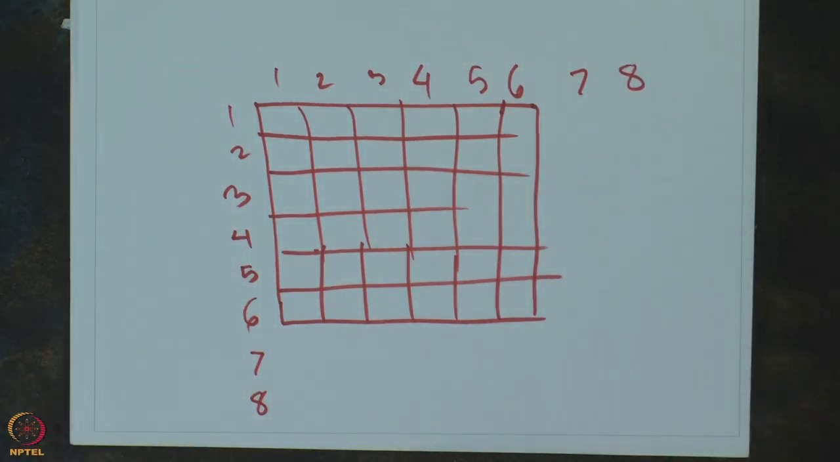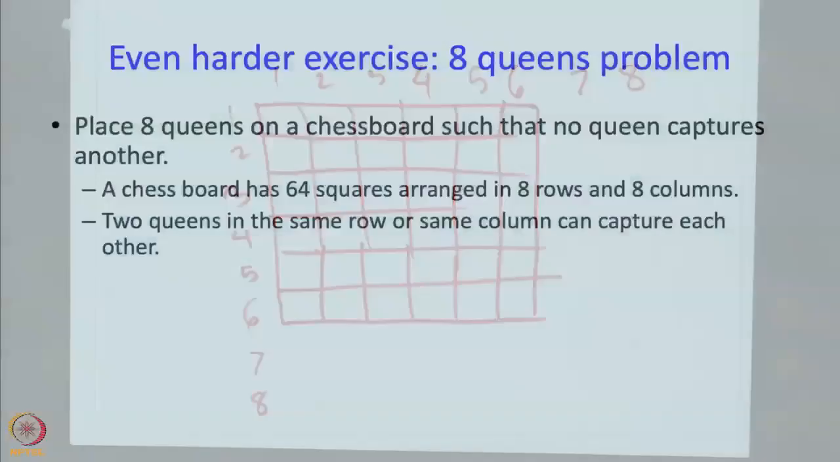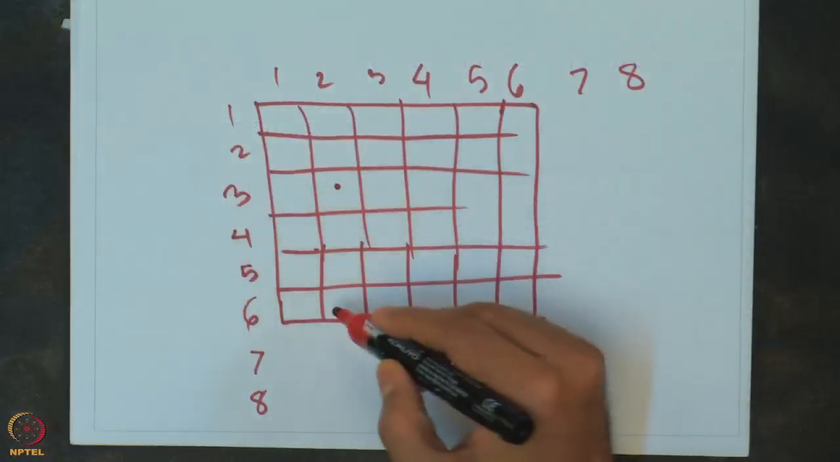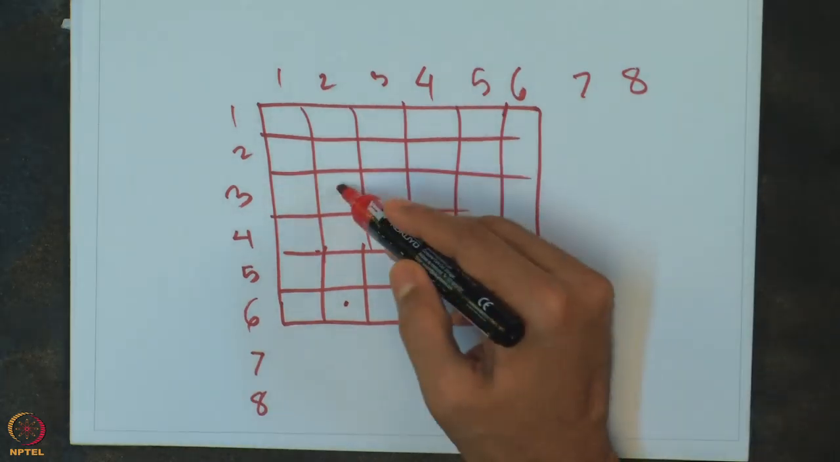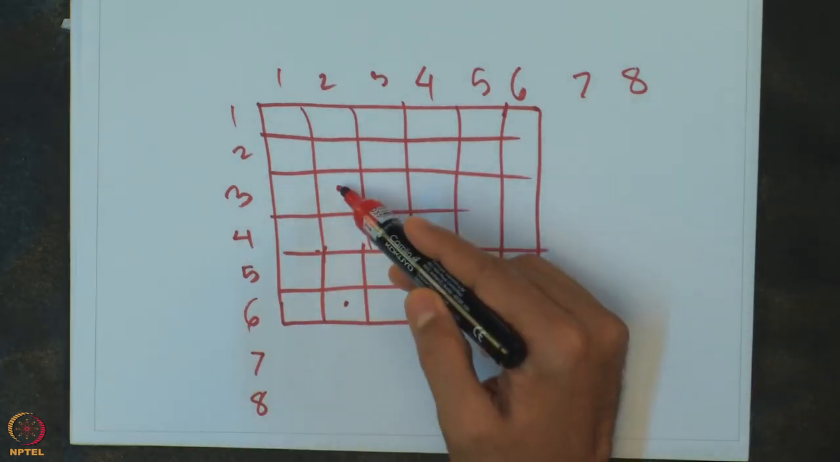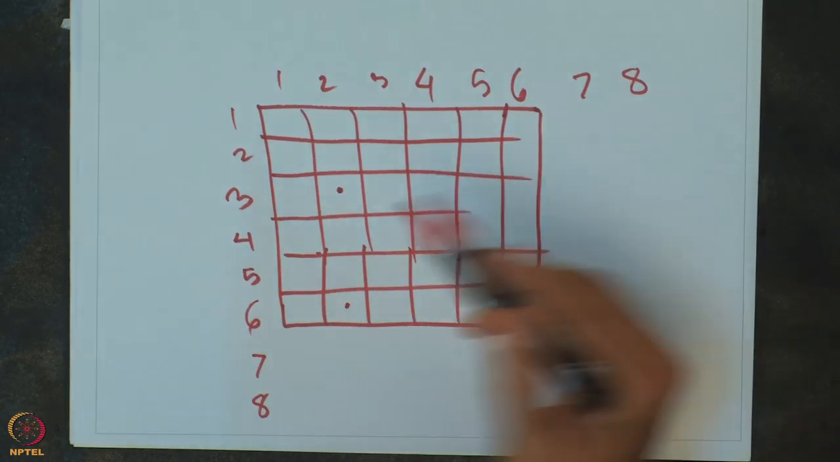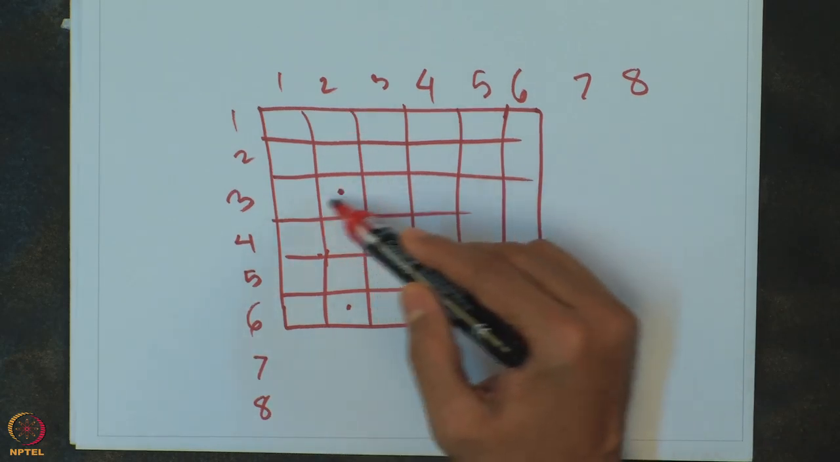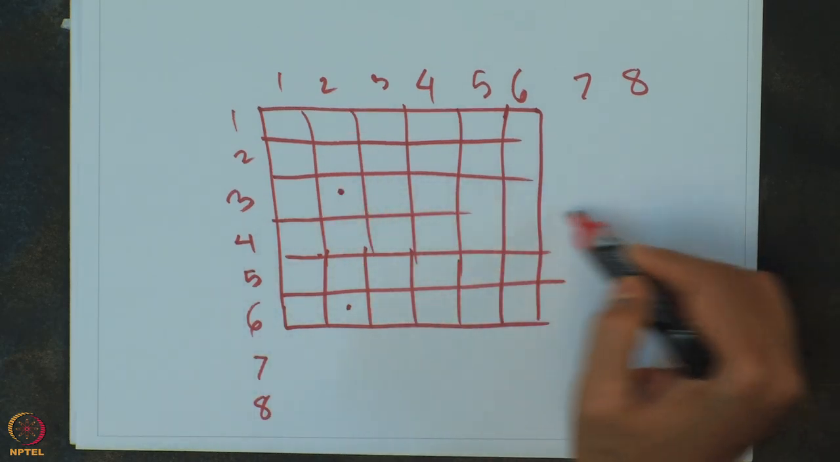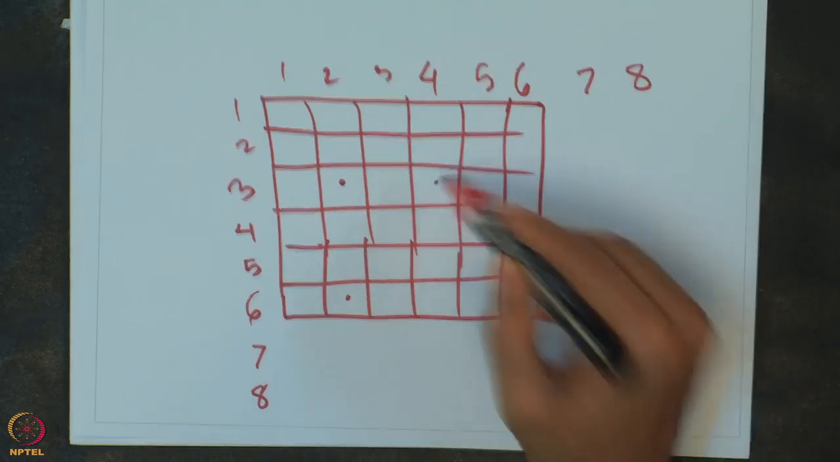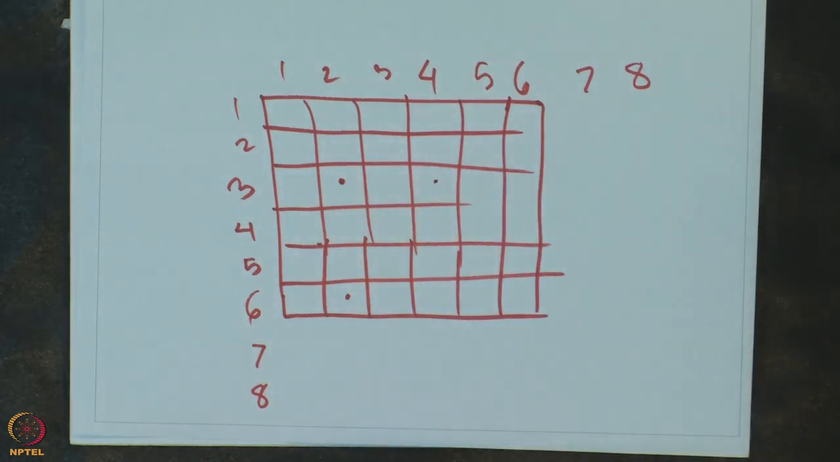Okay. Now, that is what a chessboard is, and this says if two queens are in the same row or in the same column, then they will capture each other. So if you have a queen over here and a queen over here, then they will capture each other. So if you place a queen over here, then you should not be placing a queen over here. That's what the constraint tells you. And similarly, if you place a queen over here, you cannot be placing a queen in any square in the same row. So you can't place a queen over here, okay? Because they would capture each other, and you want to place queens such that they don't capture each other.